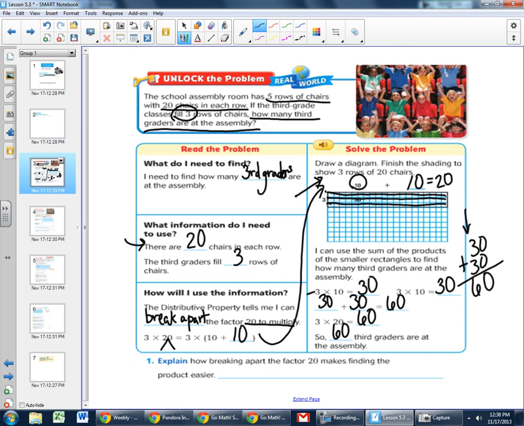It wants us to explain how breaking apart the factor of 20 makes finding the product easier. Don't just say because or just because it is. You need to say something like, I can use the facts that I already know to solve the problem. You know that counting by tens is easier, so you chose to count by tens. You broke apart that 20. You could also break apart 20 to be 12 and 8, but you know that counting by tens is going to be much easier.